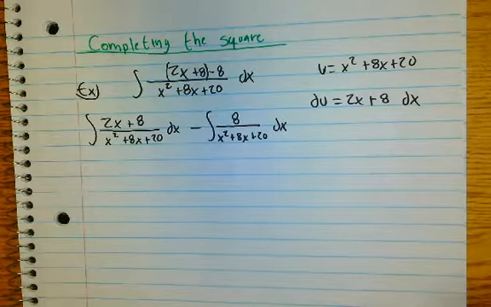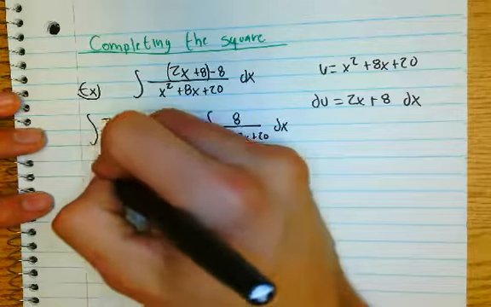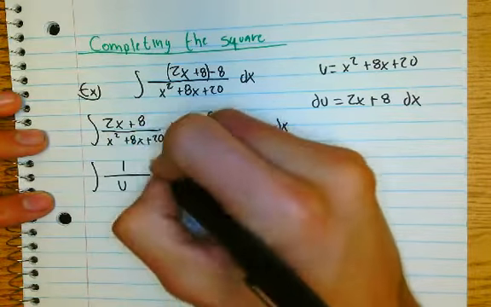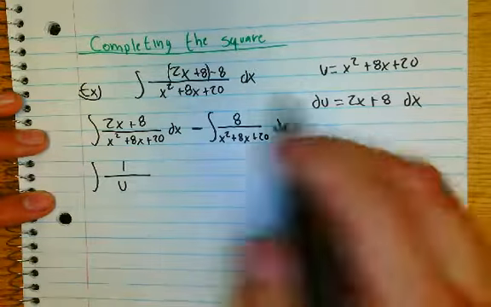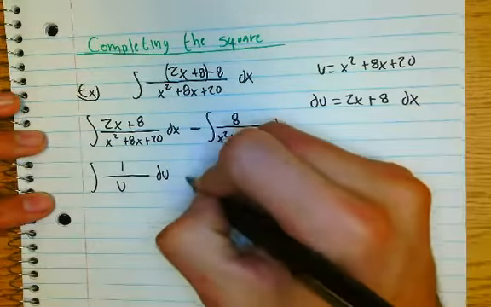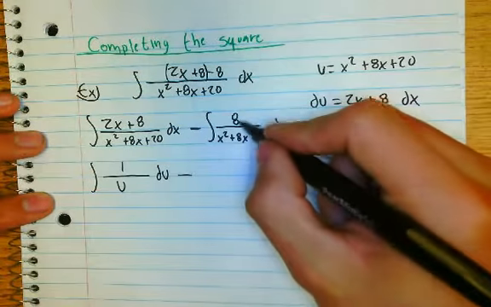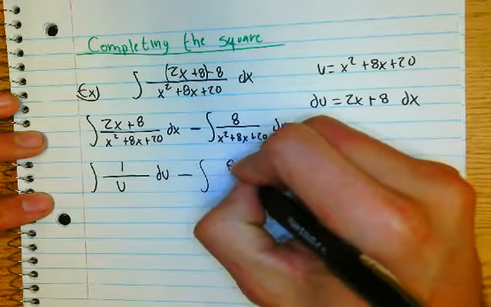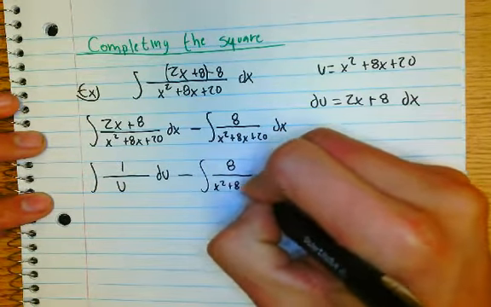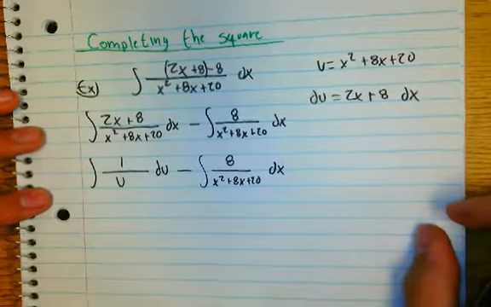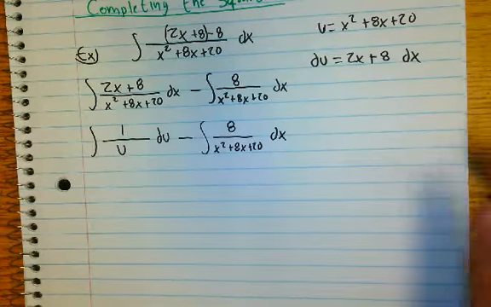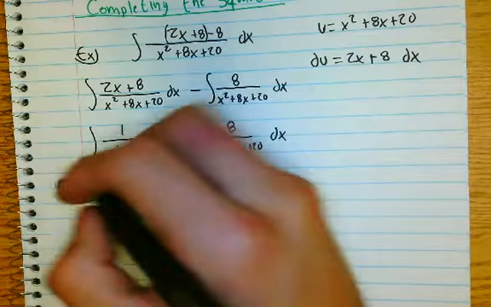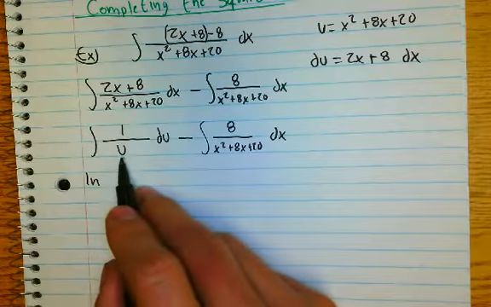Alright, now hopefully you see why I would want to do that. I'm going to make some substitutions here where I'm going to say this is 1 over u, and 2x plus 8 dx, I know that that's du, minus, well, I'm going to leave this expression alone for the moment, and we'll get to it in just a second. So I'm just going to keep it as it is. Well, hopefully you can see how on the left hand side I'm going to be able to integrate this problem at the moment. So we have the integral of 1 over u. You should recognize that that's going to be the natural log of u.